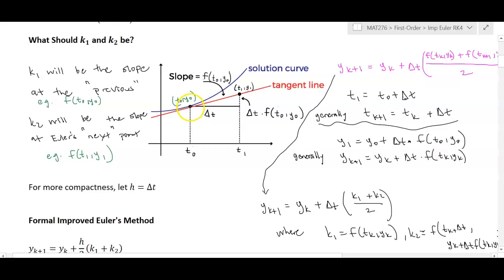Then I'm going to use basically Euler's method to get my next point on that curve. Now with Euler's method, t1, y1 would be the point we'd use, but instead we're going to compute the slope at this point right here, and that's our k2. We're going to average these two slopes together, come back to t0, and then use that new slope to carry us to a new point at time 1.